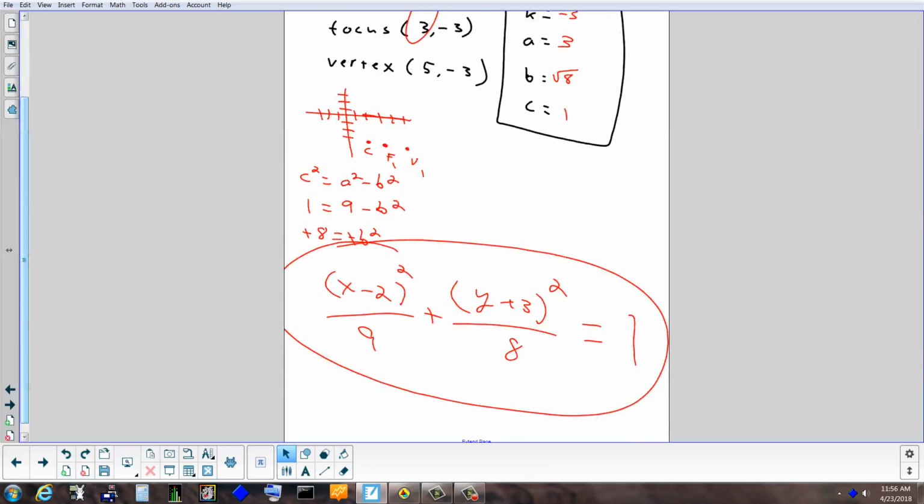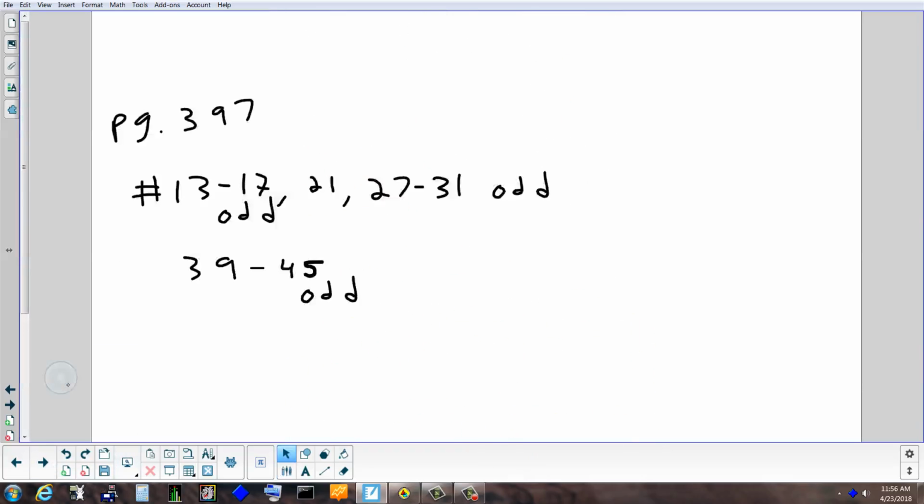Okay, and that's about as hard of a problem as you can have with an ellipse. Any questions on that? That was the last one. Okay. All right, so homework, it's in the packet. And it's all odds. Okay, 13 to 17 odd, 21, 27 to 31 odd, and 39 to 45 odd. Okay, so take a look at that tomorrow. And then tomorrow we will finish the last conic section, which is hyperbolas.